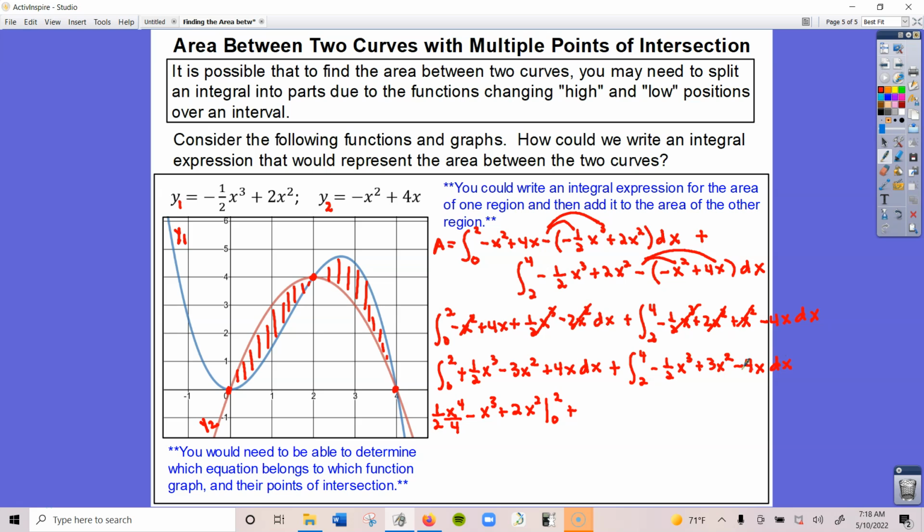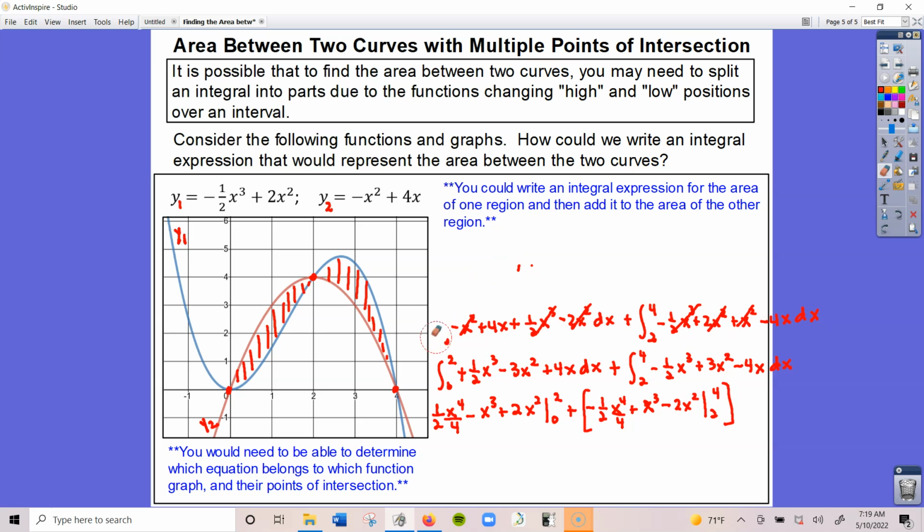Plus, now I'm going to integrate this one here. So this is going to be 1/2 x to the fourth over 4 plus 3x cubed over 3 is x cubed minus 4x squared over 2 is 2x squared. And this one I'm going to evaluate from 2 to 4. And what I like to do here is put these in brackets just so that I can distinguish one evaluation from the other. So now, just to conserve on some space, I'm going to erase the top and clean up my work here so that I can start plugging in the numbers and get our final answer.